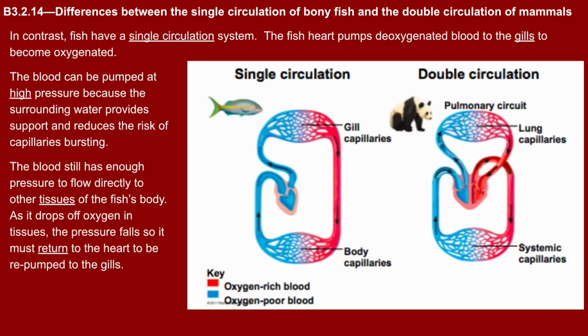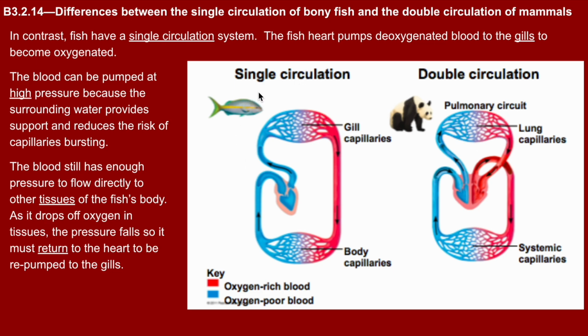Now, fish have a single circulation system. How do they get away with that? Well, fish live underwater, and so they can just pump the blood once at high pressure. They don't have to worry about pumping at low pressure to the lungs, as we do, because we want to prevent capillaries bursting in the 1 atmosphere of pressure that we live in here on land.